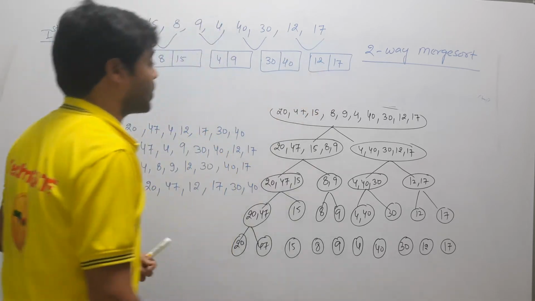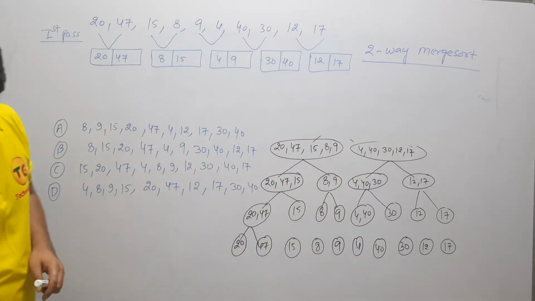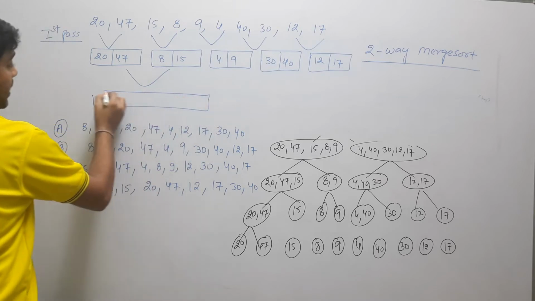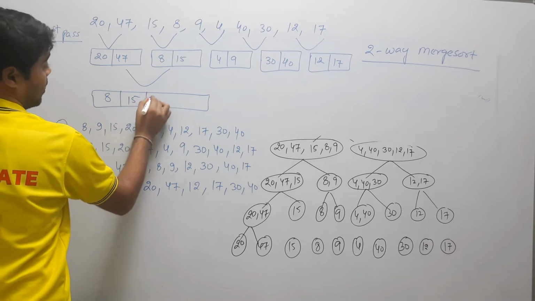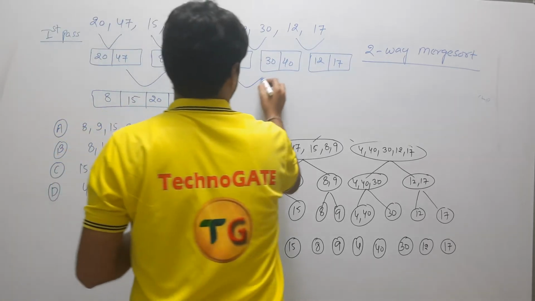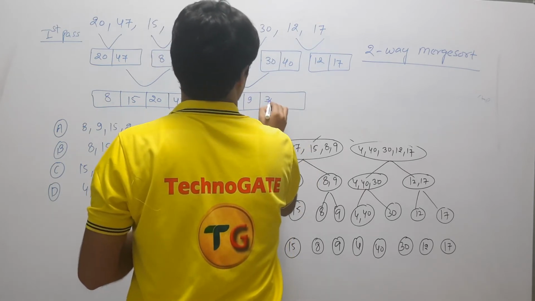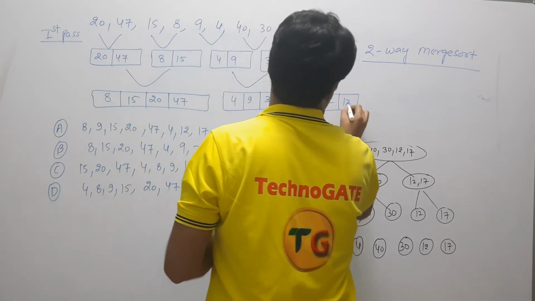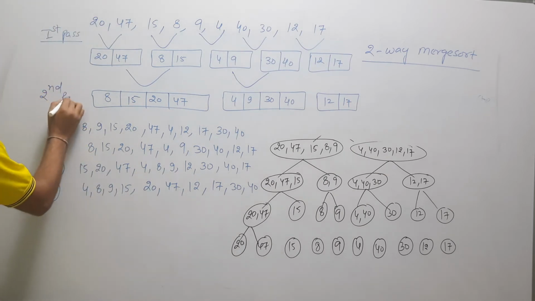So after the second pass, what will be the answer here? Let's check here. So again we merge both of them. This is the sorted sub array and this sorted sub array. So 8, 15, 20, 47 here. And this one again 4, 9, 30, 40 and 12, 17. So this is the second pass.